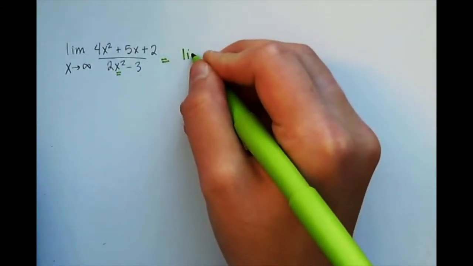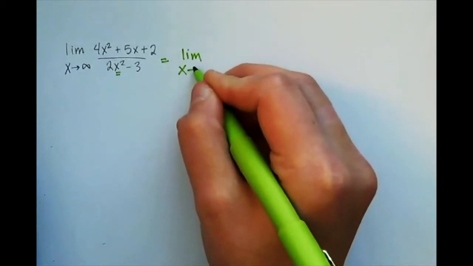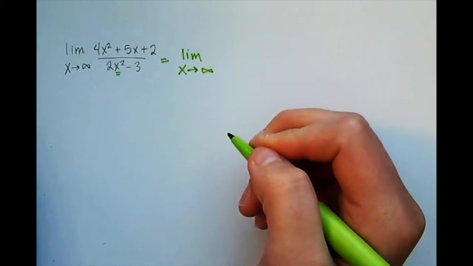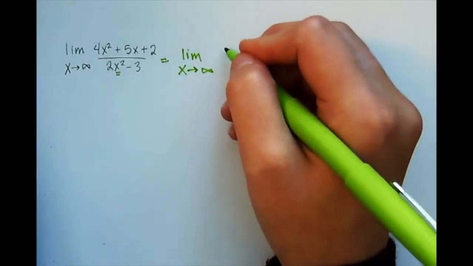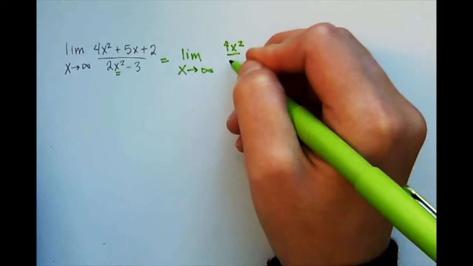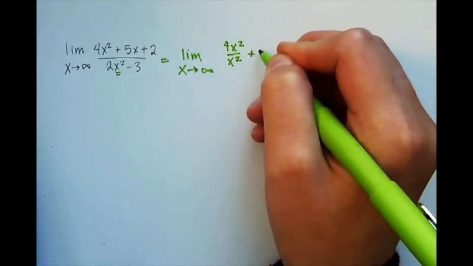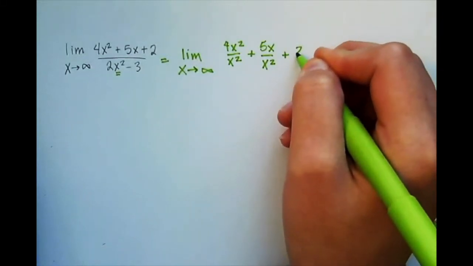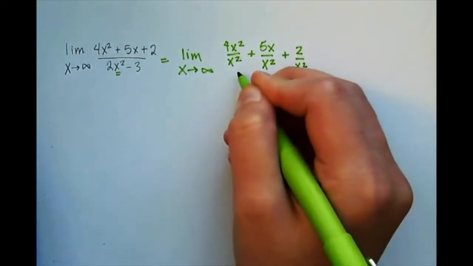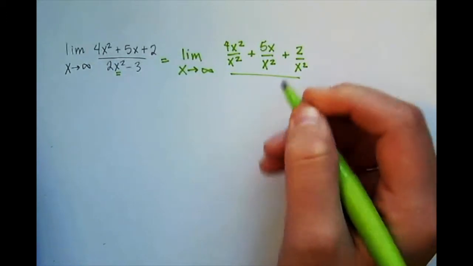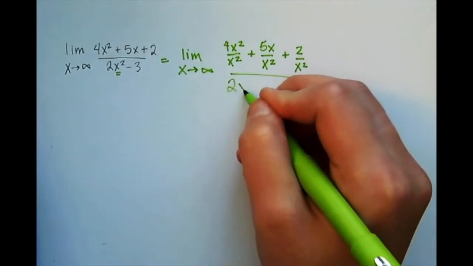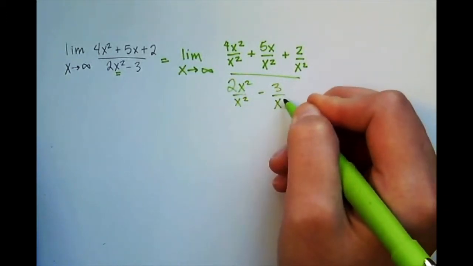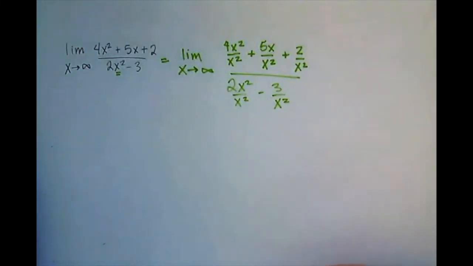Now, please remember that when you're doing these problems, make sure you always keep the limit sign. That's really, really important. If it was on a final or something like that, we would take points off for that. So we have 4x squared divided by x squared plus 5x divided by x squared plus 2 divided by x squared. Literally all we did was divide by x squared for each term. And then on the bottom we have 2x squared divided by x squared minus 3 over x squared. That's pretty straightforward.